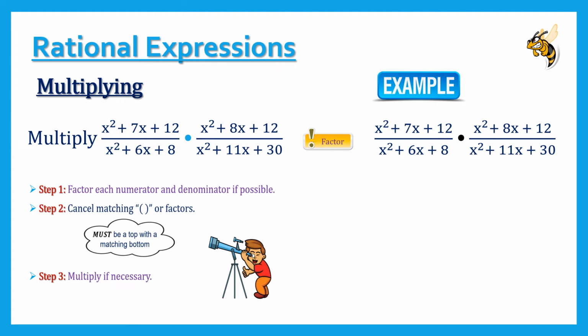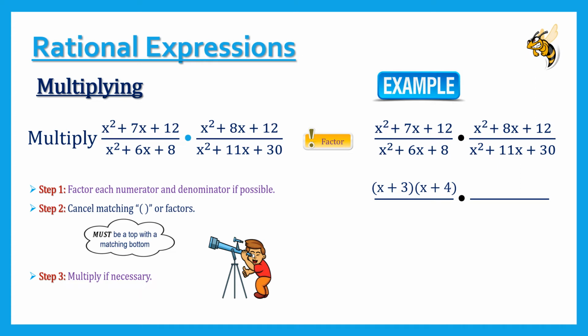Those two numbers are 4 and 3, because 4 times 3 is 12 and 4 plus 3 is 7. And since it's a positive C, both signs have to be the same and it's the sign of B. B is a positive 7, so both are positive. So therefore, the top will be x plus 3 times x plus 4.